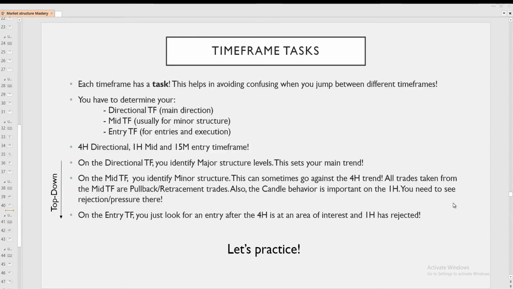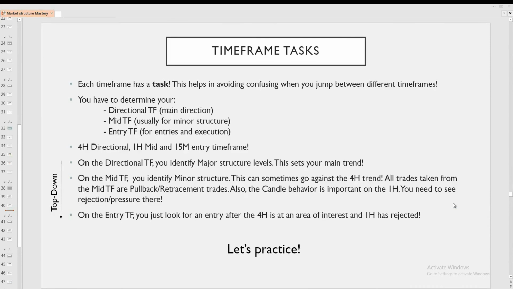So you actually constantly have to flick through the 4 hourly, the hourly, and the 50-minute. And you constantly have to remind yourself what the direction is, what the middle time frame is doing, and what your entry time frame is about to set up. All right, so it's really important to set the task for each time frame so you don't mess up.